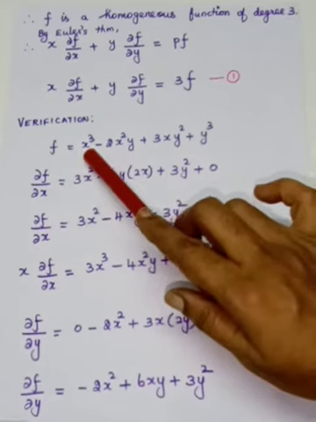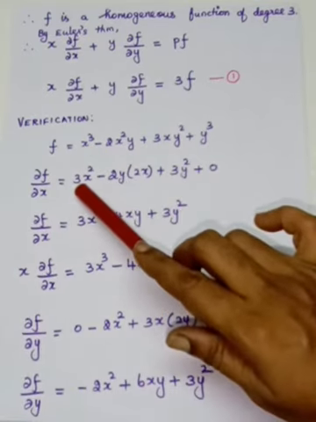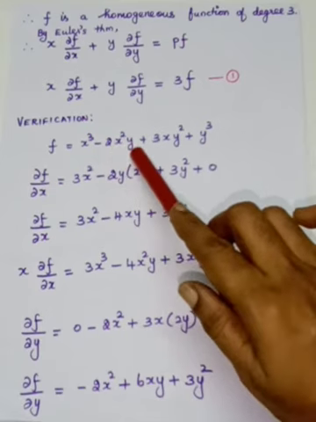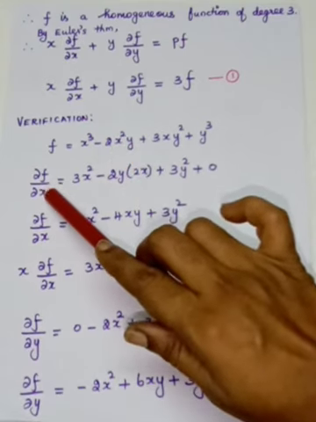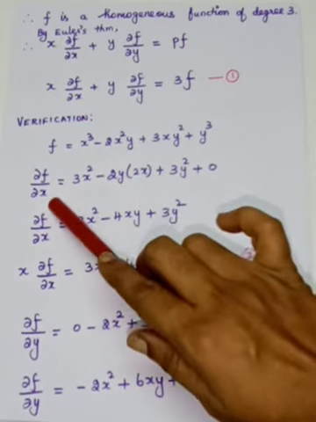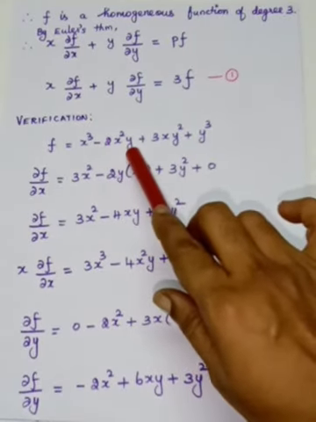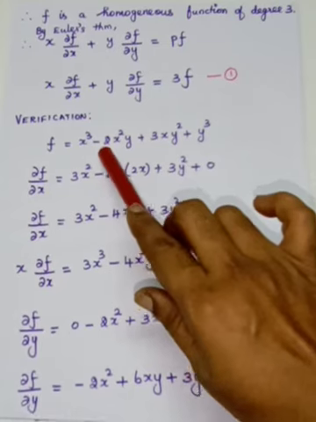Look at the first term, it is x cube. When you differentiate, it is 3x square. So in this term, you are having x and y. But here you have to differentiate partially with respect to x, which means y is a constant. So from this term, first you take the constant out. What is the constant? Minus 2y.